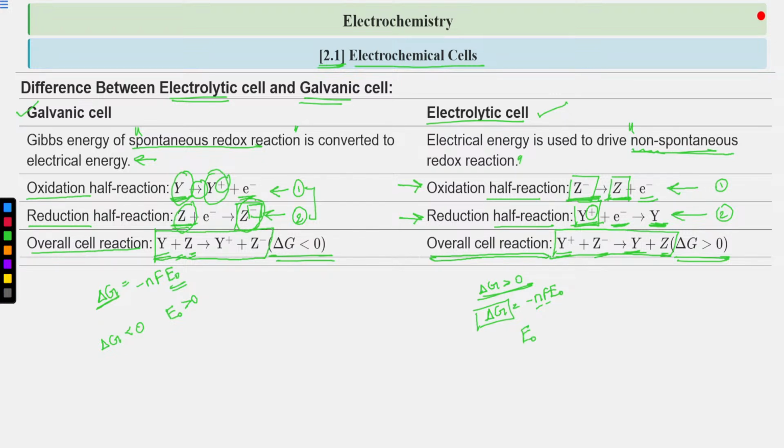That means E naught is less than 0, because if E naught is negative, that negative and the negative already present here get multiplied and become positive. So the overall del G value will become positive. Like that, you can determine whether E naught will be greater than 0 or less than 0 by assuming that del G is less than 0 for a galvanic cell and del G is greater than 0 for the electrolytic cell.